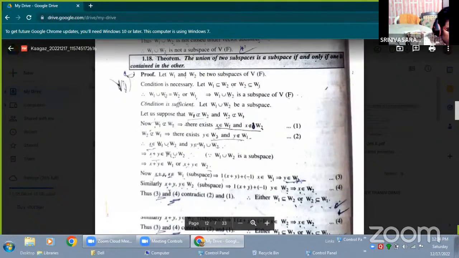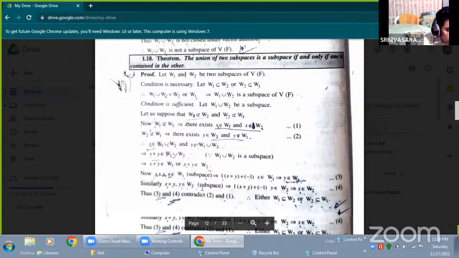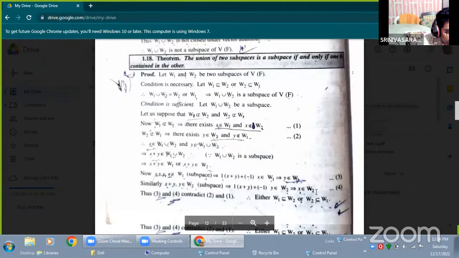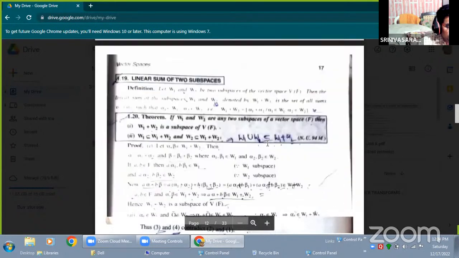In the same manner, suppose x plus y belongs to W2 and y belongs to W2, because W2 is a subspace. What is the subspace condition? a alpha plus b beta, where this is alpha and this is beta. Again taking a and b as 1 and minus 1, we get 1 into x plus y and minus 1 into y. After simplification, x belongs to W2. But from the first condition, x is not in W2, and here x belongs to W2. Therefore, this is also a contradiction. Both of these contradict the first and second conditions. Hence, either W1 is contained in or equal to W2, or W2 is contained in or equal to W1.